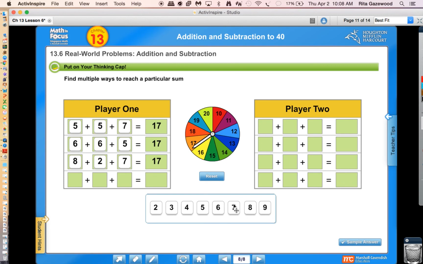All right, I think I'm going to use a make 10 strategy again. I really like that strategy. So 7, what do I add to 7 to make 10? That's right, 3. 7 plus 3 plus, what do I add to 10 to get to 17? 7. 7 plus 3 plus 7 equals 17. Now it's your turn. How are you going to make 17?